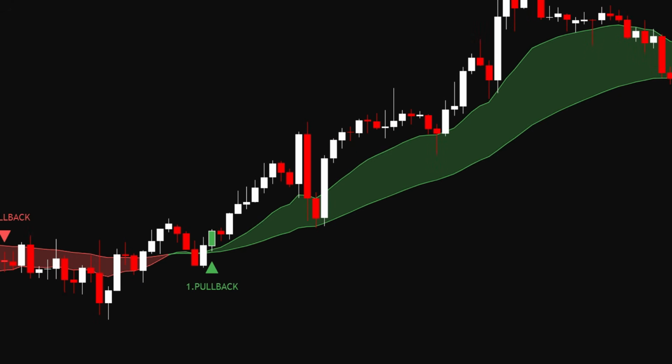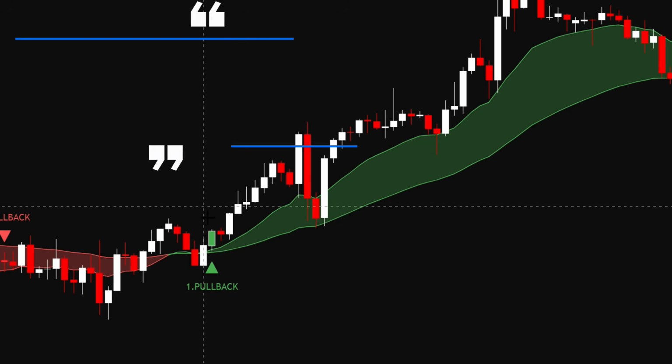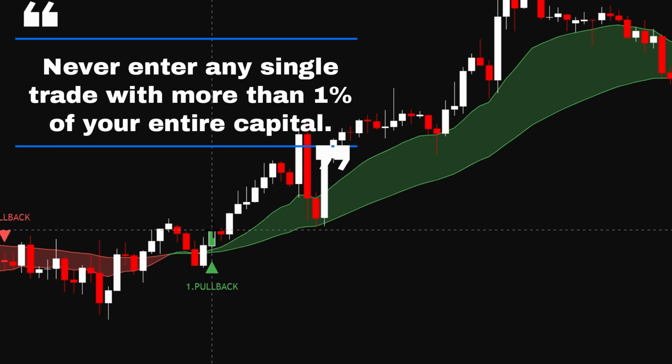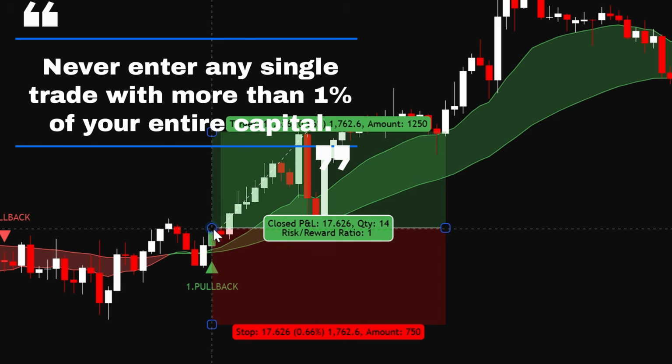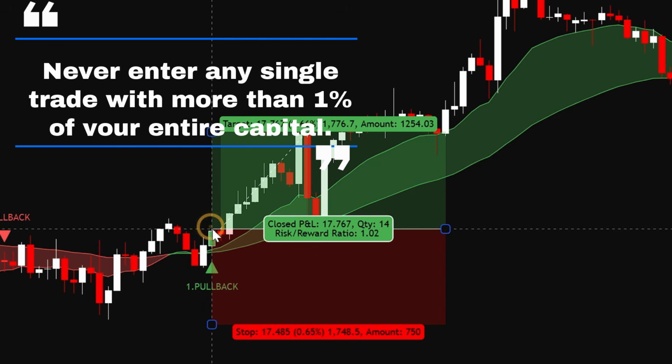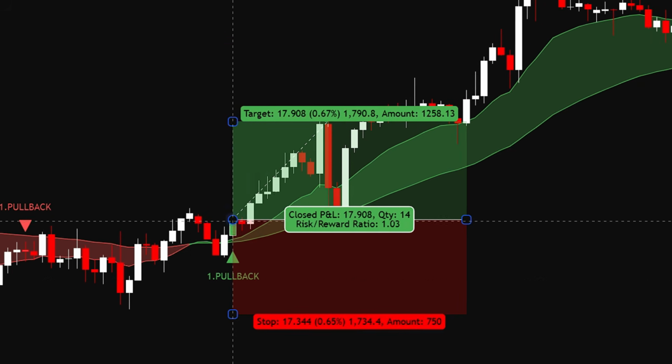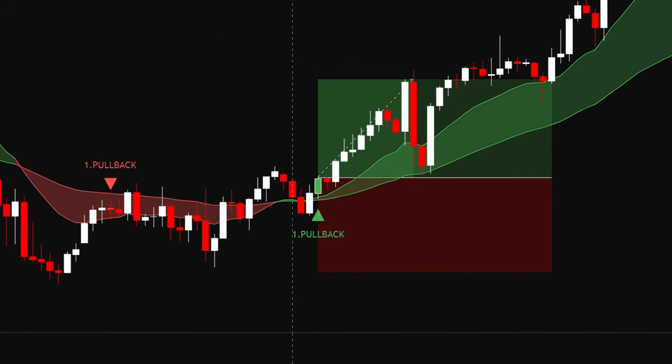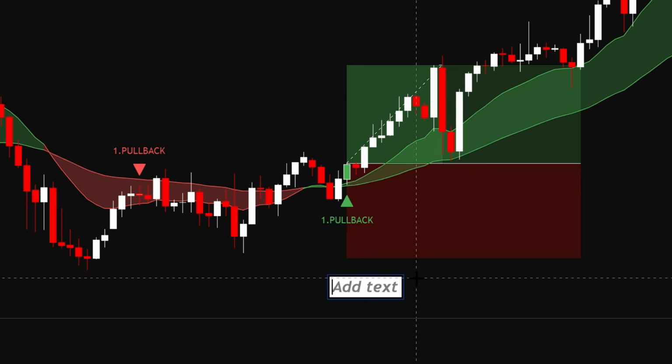Wait a second, just entering a trade is not the end of the story, right? Having a solid risk management setup is super important too. First, you gotta make sure you never enter any single trade with more than 1% of your entire capital. Seriously, don't do that. Second, you absolutely must have a stop loss for every trade. And here's the thing, it shouldn't be too tight, but it shouldn't be too wide either.